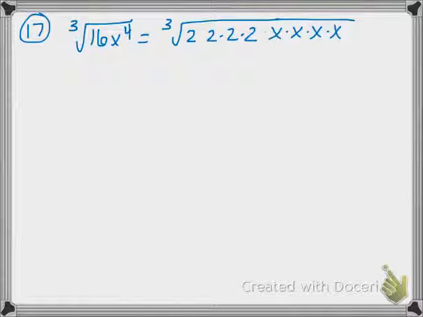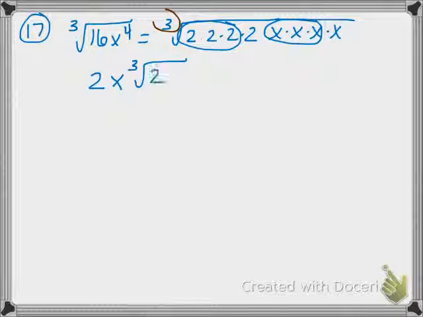So when we look at this, because of that 3, we are looking for groups of 3. So there's one group of 3, there's one group of x's. Because we have a group, we get to kick that outside. So we have a 2 and an x that we kick outside. We put our radical. What is left over? Well, it's a 2 and an x. And don't forget to put that cube root on there. This would be the answer to number 17.